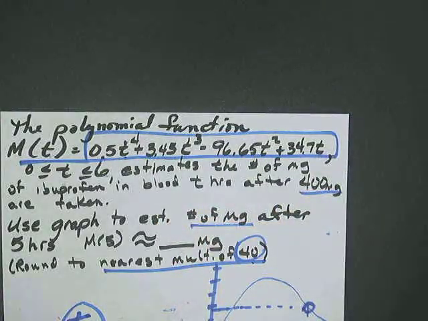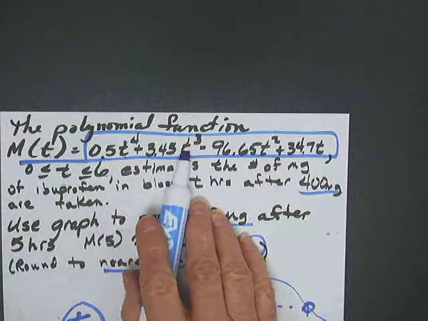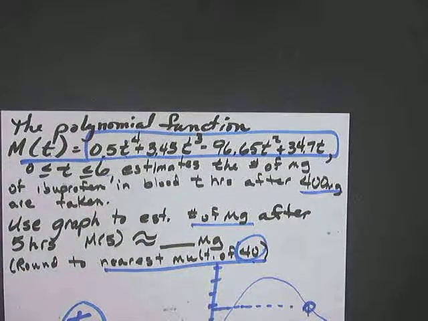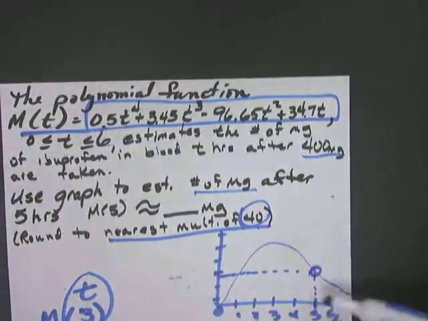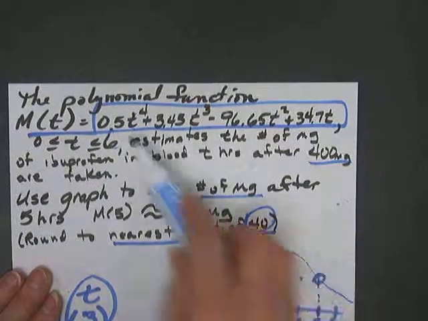So it had you do that, and then it has you use the formula. It wants you to tell what would be in there after like 3 hours. So what you do on this one is you stick it in your calculator. Everywhere there's a T, you put a 3.